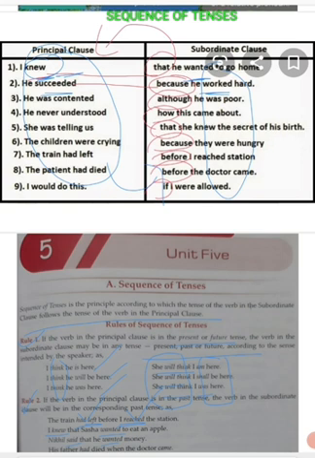So all in all, rule 1, when the verb in the principal clause is in present or future tense, the verb in the subordinate clause can be any tense. And in rule 2, if the verb in the principal clause is in past tense, the verb in the subordinate clause will also be in the past tense. I hope you will understand this concept by reading it once or twice, and in the second video I will be discussing the further rules which are included in this chapter.